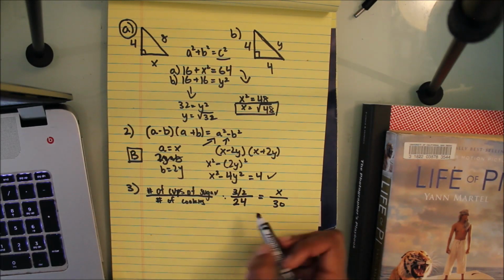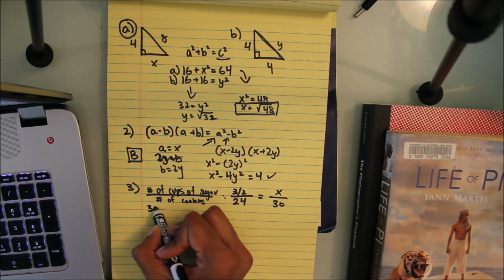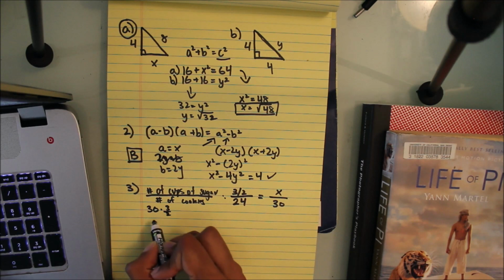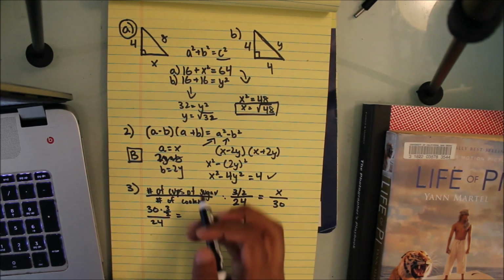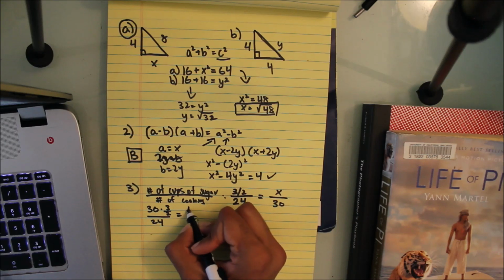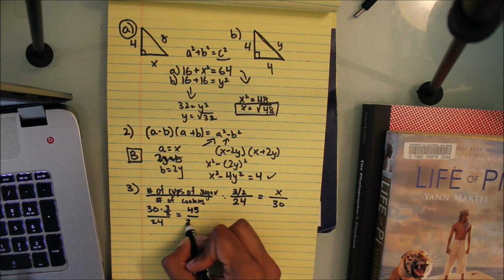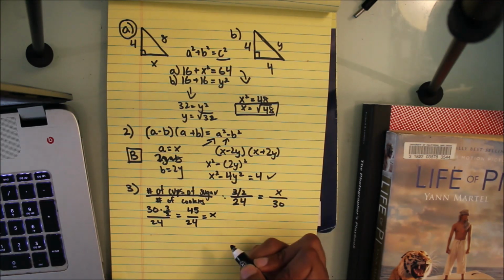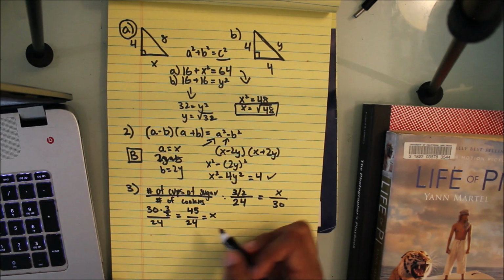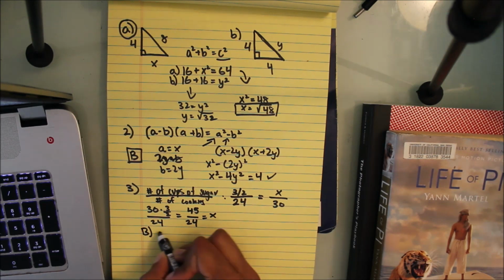Now we just do simple algebra. We get 30 times 3 over 2 over 24, which is just 90 divided by 2, which is 45. 45 over 24 equals x. Another value that we have, quantity B, is 2 cups.